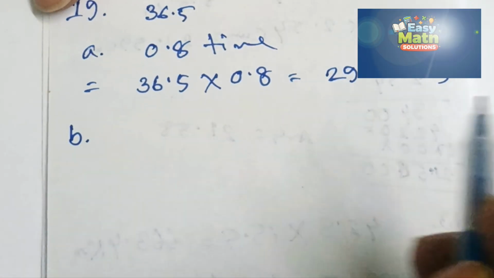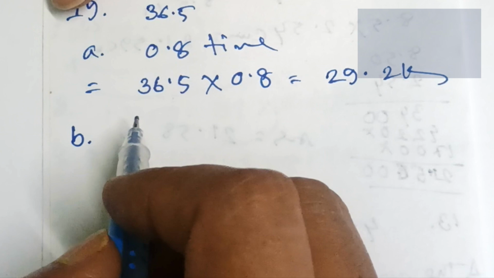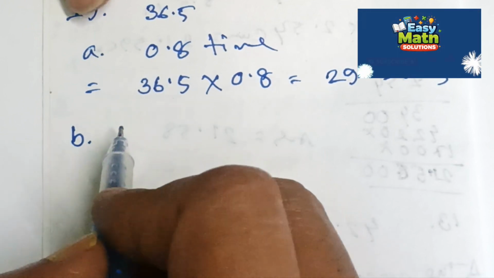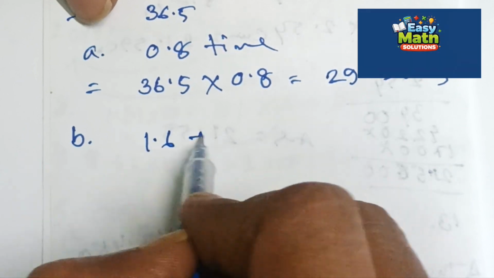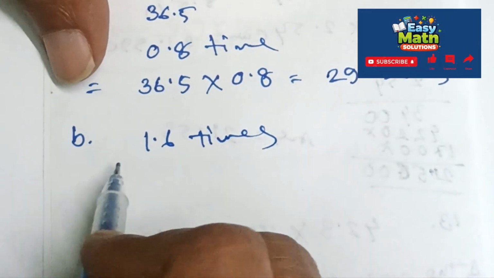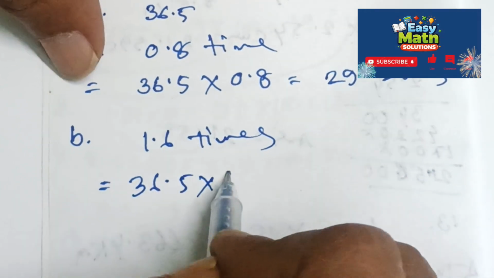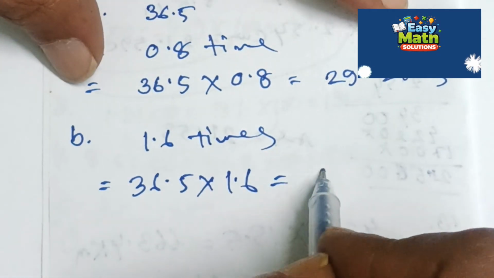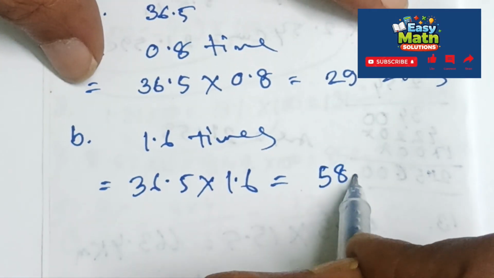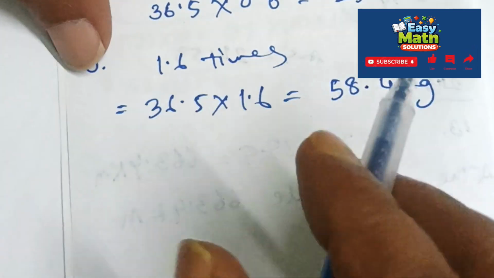And number B, his father's weight is 1.6 times. And then we can write 36.5 times 1.6 equals 58.4 kg.